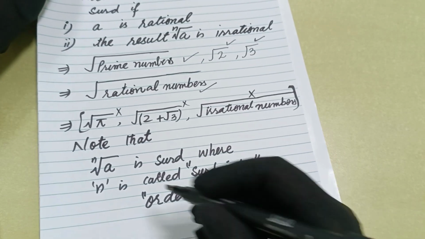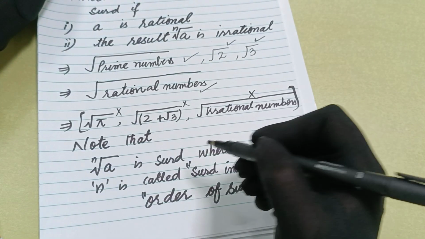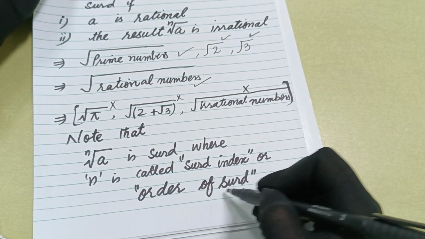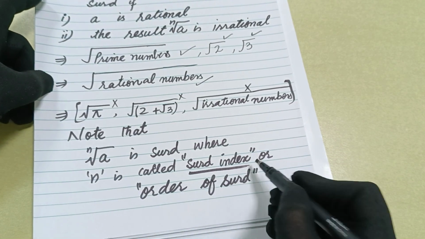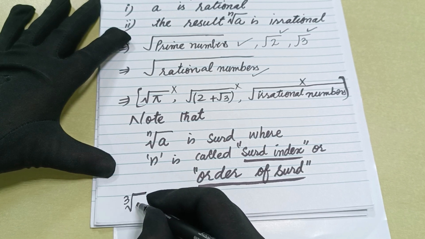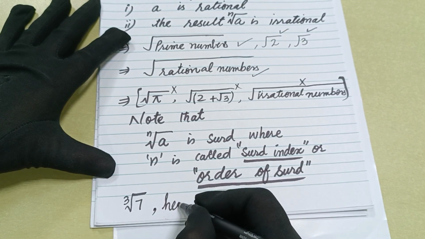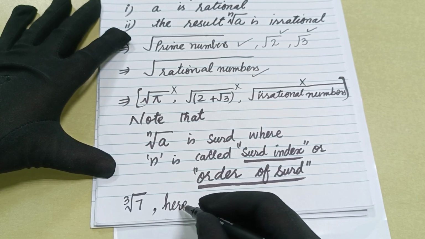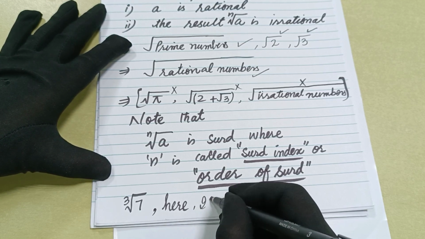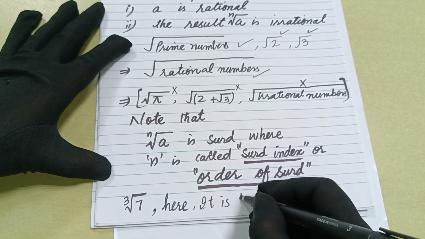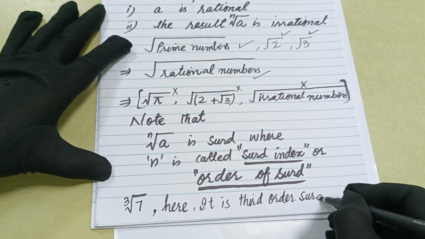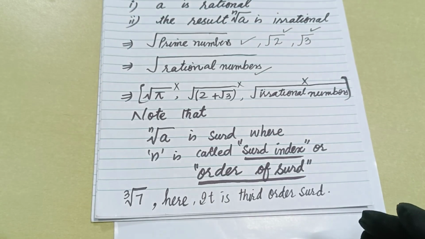So note that in a surd, like the nth root of a, this is a surd, and n is called the surd index or the order of the surd. For example, the cube root of 7 is a third order surd, or a surd of order 3, you can write either.